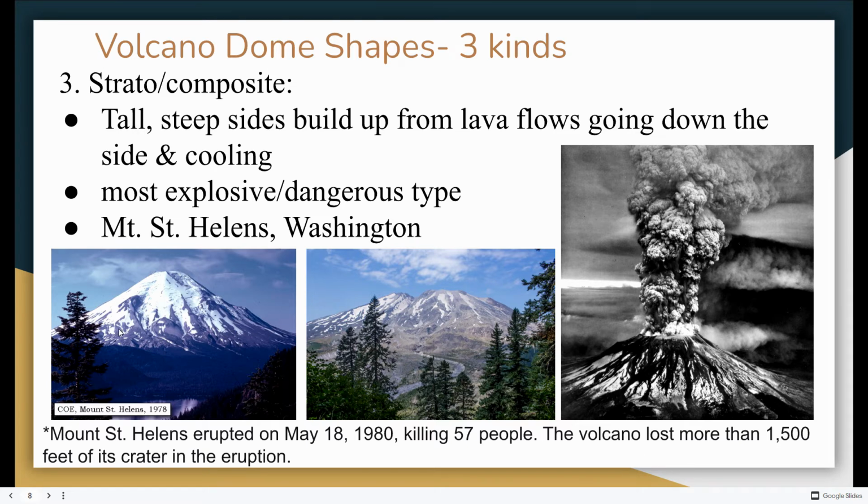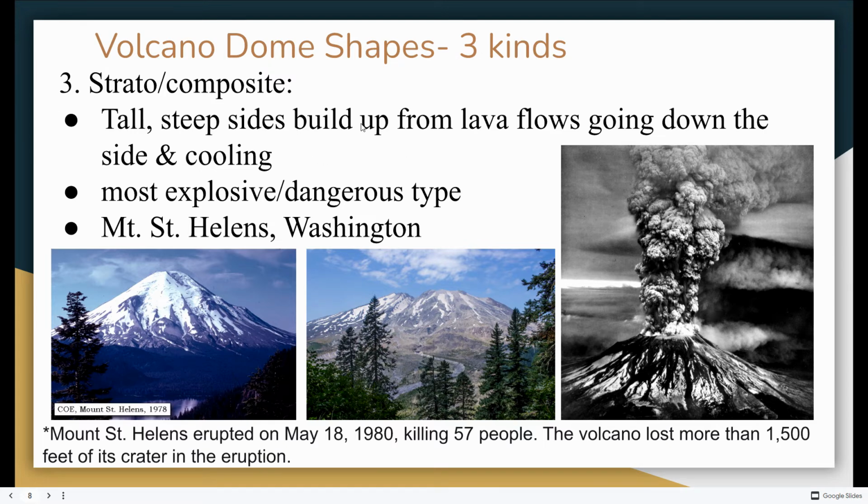So you can see basically all of this that's in the snow is gone. It blew off the top 1,500 feet of the volcano when it erupted. It was very dramatic, very dangerous. There were 57 people who lost their lives in that eruption. It was a big deal in the 80s.